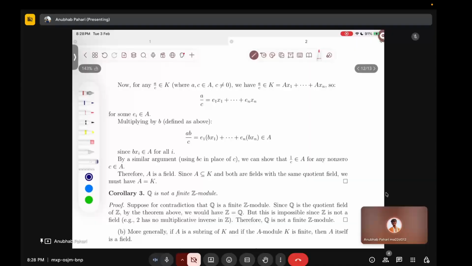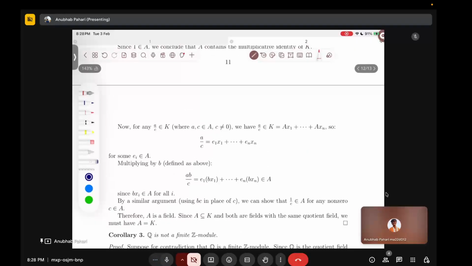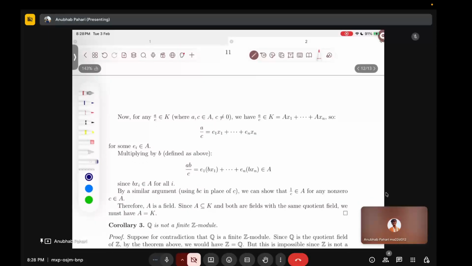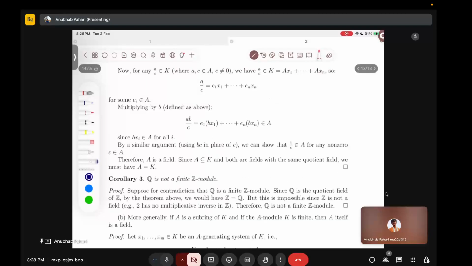So therefore what we have seen is that a belongs to A and 1 by c belongs to A. So therefore a by c belongs to A. So we are done. So you can say that capital K is contained in A. So A is a field, and A equals K.